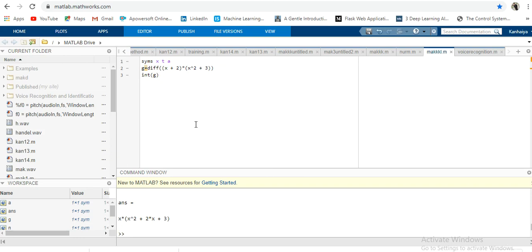It should give x into x square plus 2x plus 3. Let me check if it is giving the correct answer or not. x plus 2 into x square plus 3 means x cube plus 3x plus 2x square plus 6, that means x cube plus 2x square plus 3x, right? Yes, it is giving the correct answer, I think.